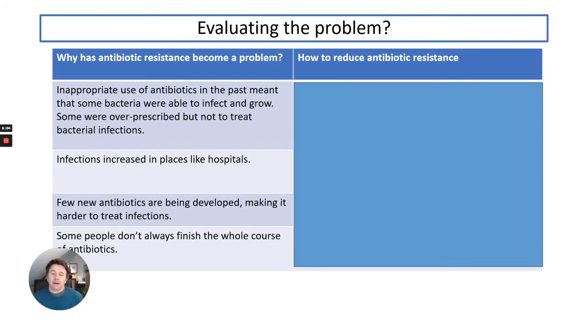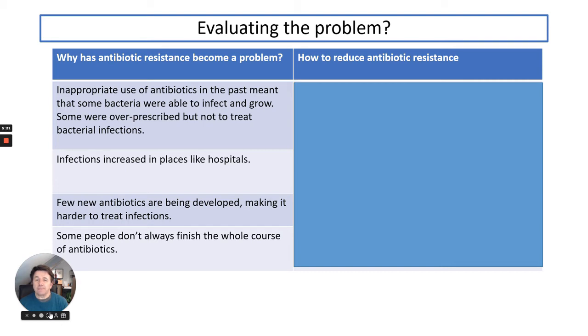So let's think about what the problems with antibiotic resistance are. First of all, we need to evaluate the problem. We need to work out why it has become a problem and how you can reduce antibiotic resistance. Again, in exam questions, they more than likely will give you lots of information and lots of data, and I'll be showing you some exam questions in a bit.